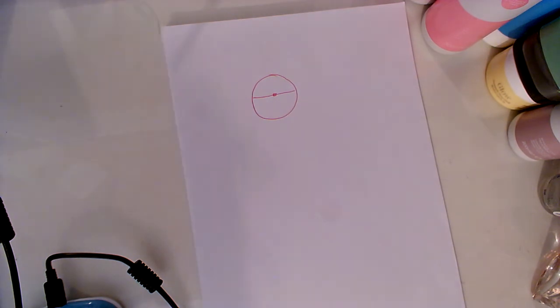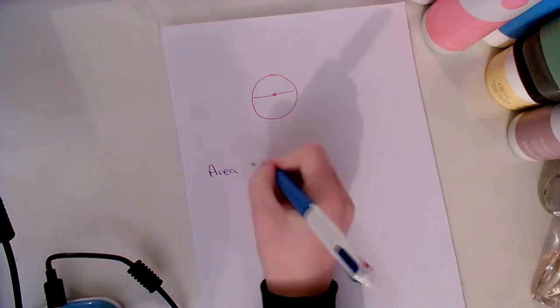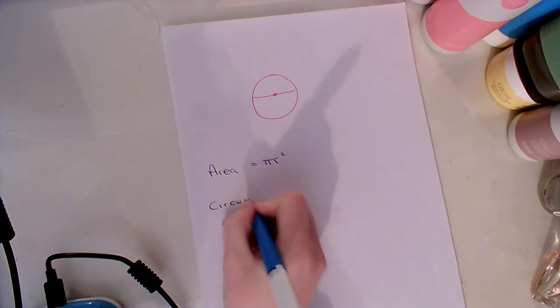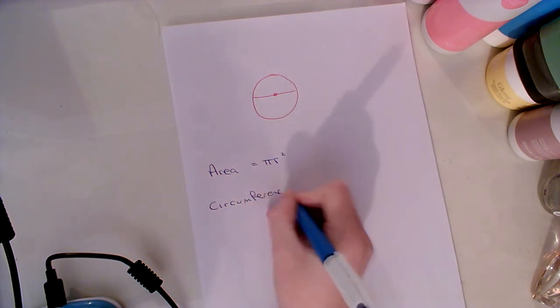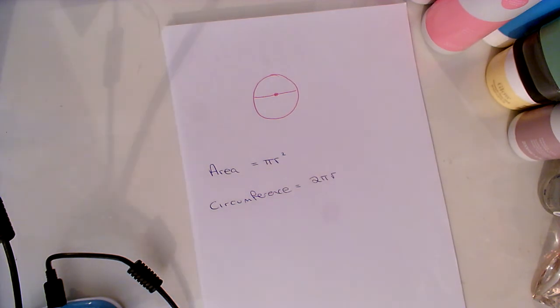And there are two formulas which are in your log tables which you'll need to know for the area and circumference of a circle. Area is equal to pi r squared. Circumference is equal to 2 pi r. Okay, so I'm going to work out a few examples here.